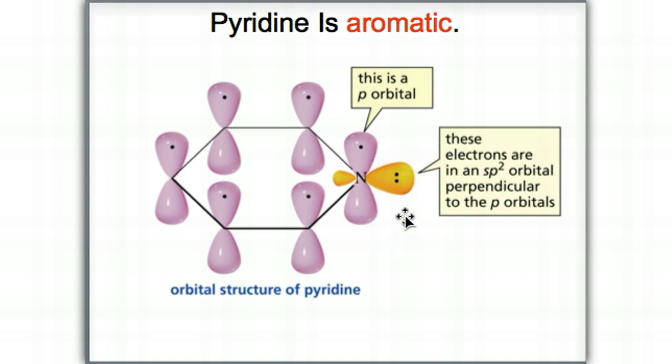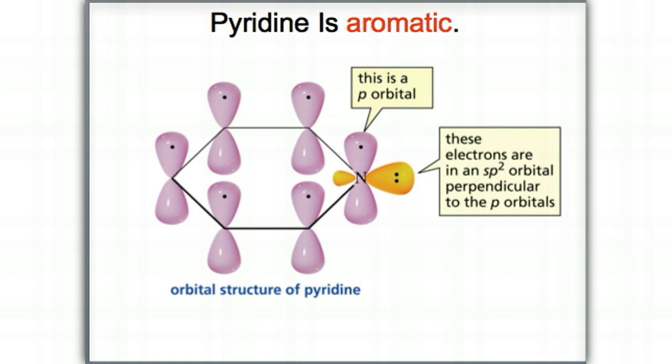They're outside the ring. Nitrogen is sp2 hybridized, so it has 3 sp2 orbitals and a p orbital. The p orbital is used for the pi bond. 2 of the sp2 orbitals overlap the sp2 orbitals of the adjacent carbon atoms, which are not shown, and the 3rd sp2 orbital contains the lone pair. The p orbital electrons form an uninterrupted pi cloud above and below the pyridine ring.